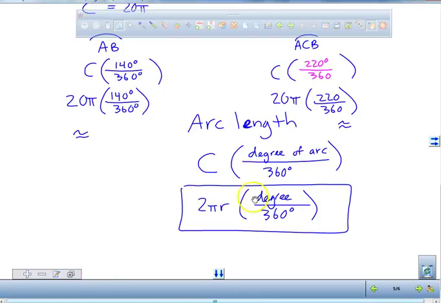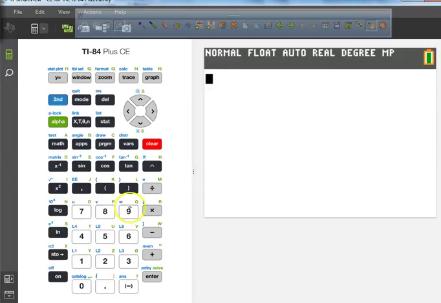Now we have to be careful under problem. Okay? Alright, so here's how you can do it. We're going to use our examples. Like, for example, what's the approximate value of that 140? You do 20 pi times 140 divided by 360.